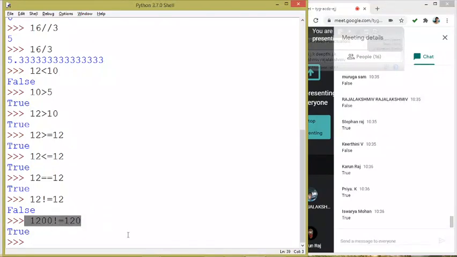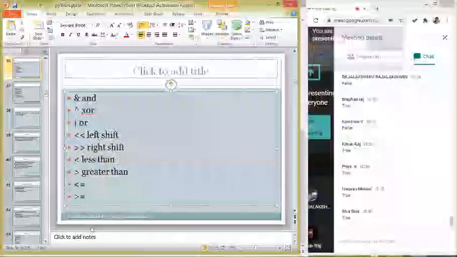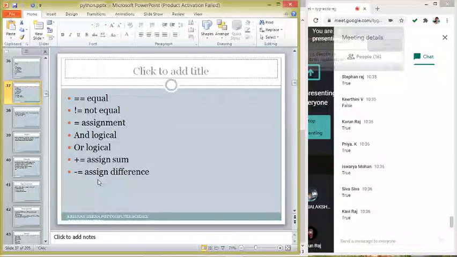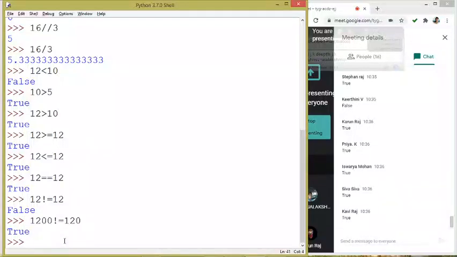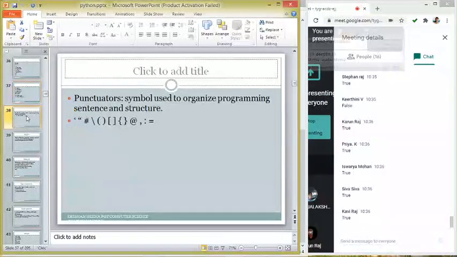So yesterday I requested you to try some programs using these types of operators in PyDroid. I don't think that you have tried, but okay, still you can try it. So these things are there. And these operators you can use for real life programming. The remaining operators we will see when we go for condition based programming. Now let us go to the next slide.